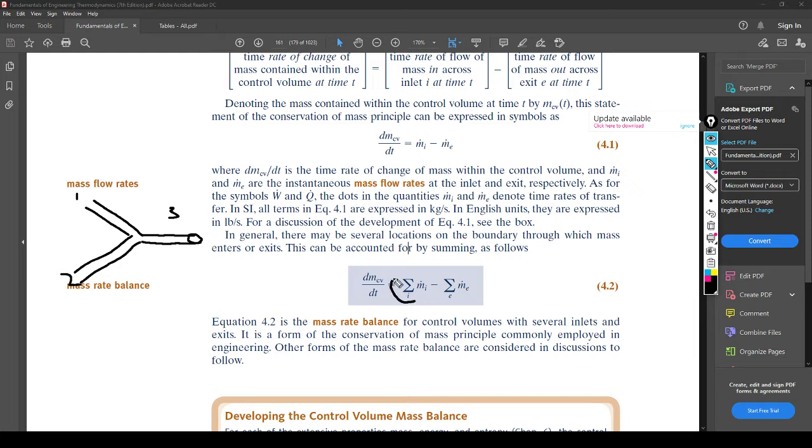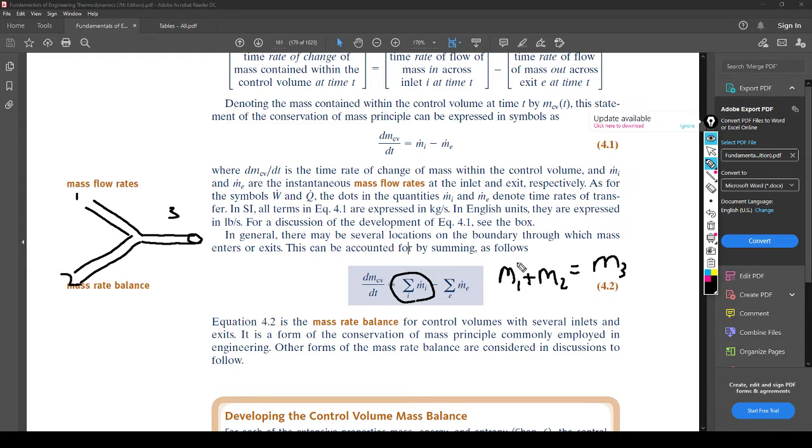So you have to account for that in this mass in, right? The mass in is 1 and 2, and mass exiting is 3. So how you would write this is that mass 1 plus mass 2 has to be equal to mass 3, right? Does that make sense?